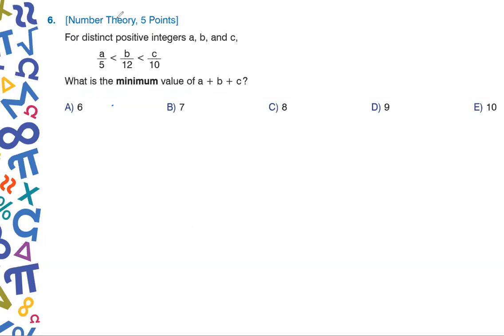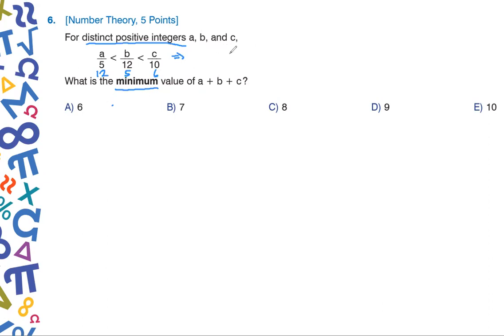Okay, so number 6, we have a number theory problem. We are given different positive integers A, B, C, and there is a chain of inequalities. Based on that, we want to find the minimum value of the sum. Since we have fractions, which is not nicer, I'll get rid of the fractions by finding the least common multiple of the denominators. I see 60 is the least common multiple. So I'm going to multiply this by 12 and this by 5 and this by 6 so we can get the common denominator.